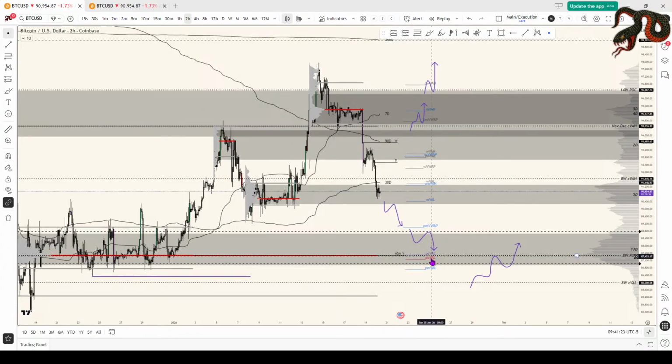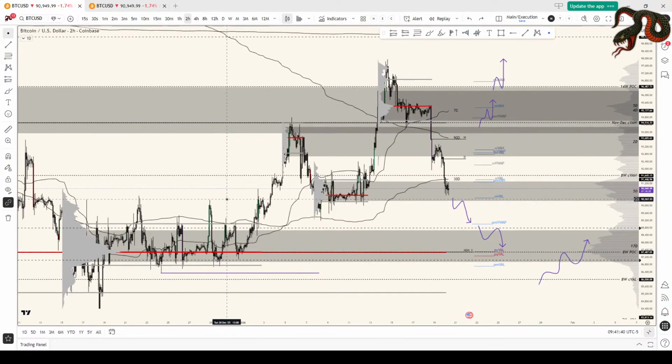This POC being tagged, and similar to what could happen here, if this POC gets tagged and the full traversal of this 5-day doesn't happen, and it bottoms here and then reclaims this, again, that would be bullish, and then you could just play the narrative from there. But that's pretty much it. I'll do my full write-up in Discord.